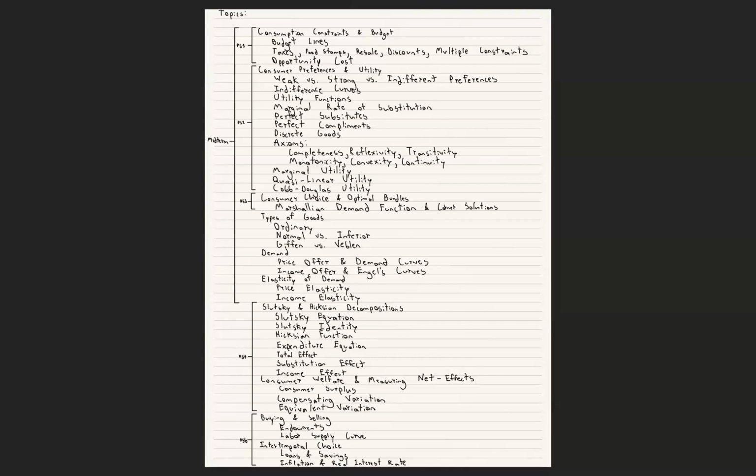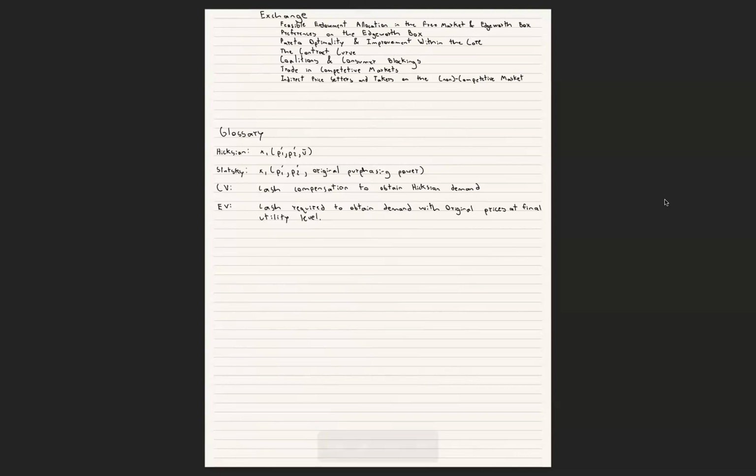And then once we cover those, we'll go into consumer welfare, measuring the net effects of consumer welfare and some changes: compensating variation, equivalent variation, consumer surplus. Then we'll go into some of the examples that we have of buying and selling, whether that be with endowments, labor supply curves. And then we'll close with some inter-temporal choice problems. So that would be something like loans and savings and inflation and real interest rates. Then we'll close with exchange, I should have said. And that's going to be things like your, what is it, Edgeworth box, yeah.